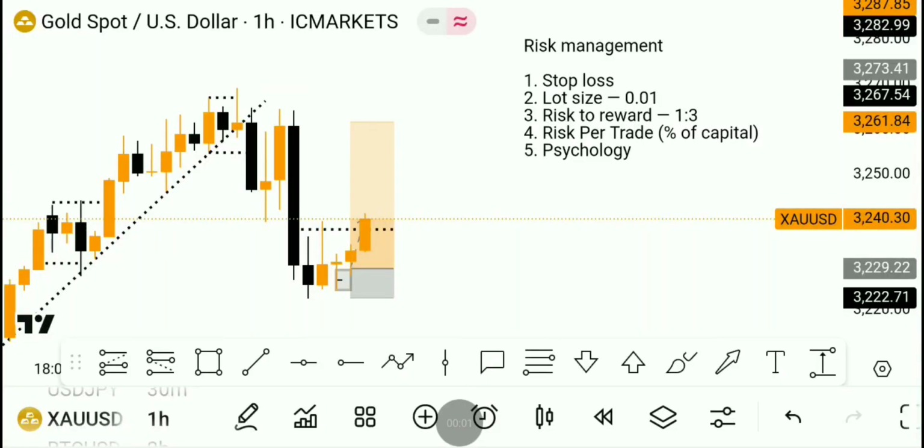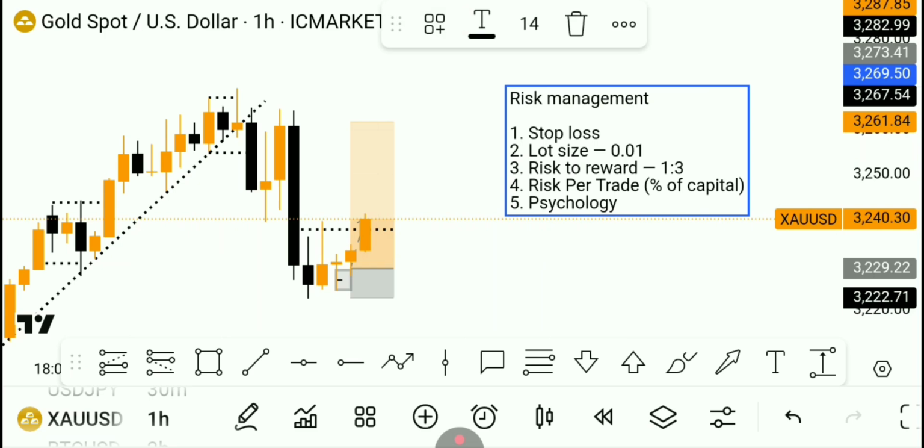This is Amphyfx here. So today I'm going to be explaining risk management and the 5 pillars that are involved in risk management. Now, if you take a look at my screen, you can see risk management.